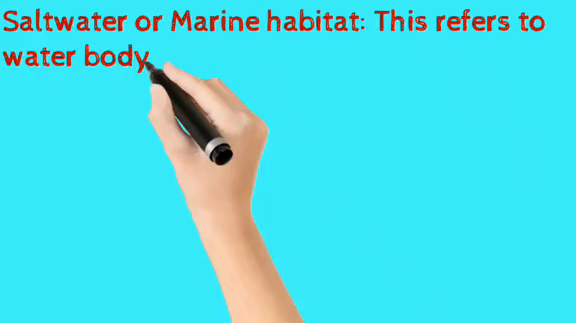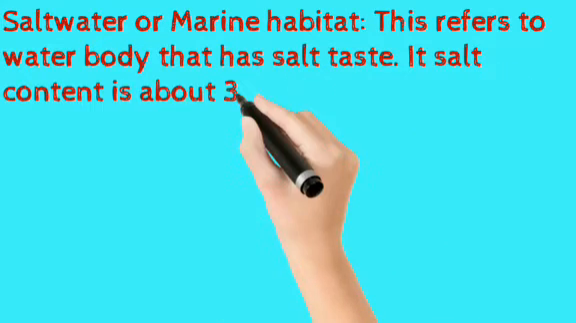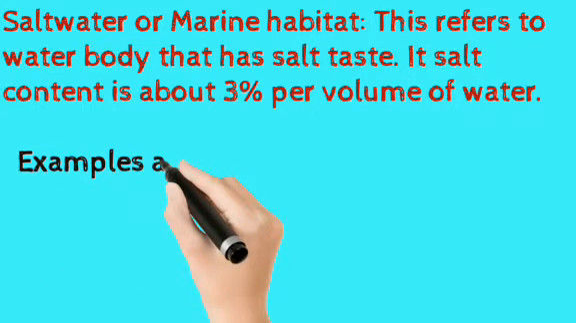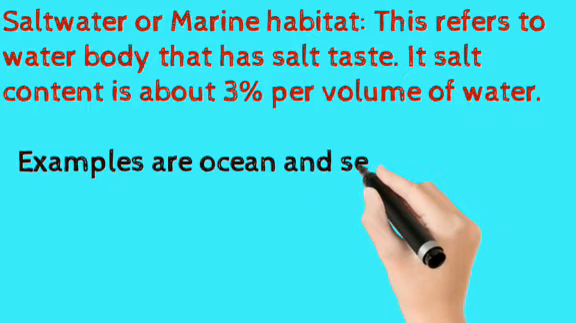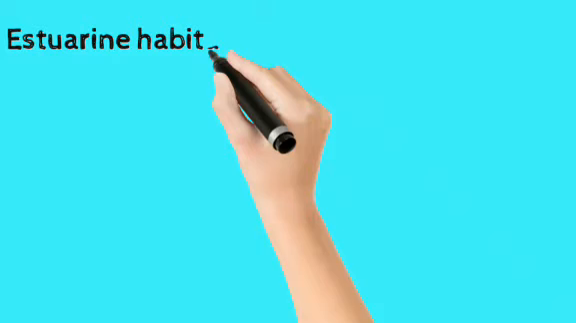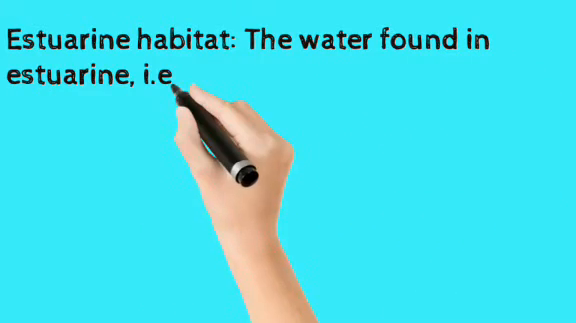Now, saltwater or marine habitat. This refers to water bodies that have a salt taste. That is, its salt content is about 3% per volume of water. These waters are salty in taste. They are not like freshwater habitats. The fishes that dwell in these waters are specially built to adapt to be able to live in such an environment. And the third one, estuarine habitat.